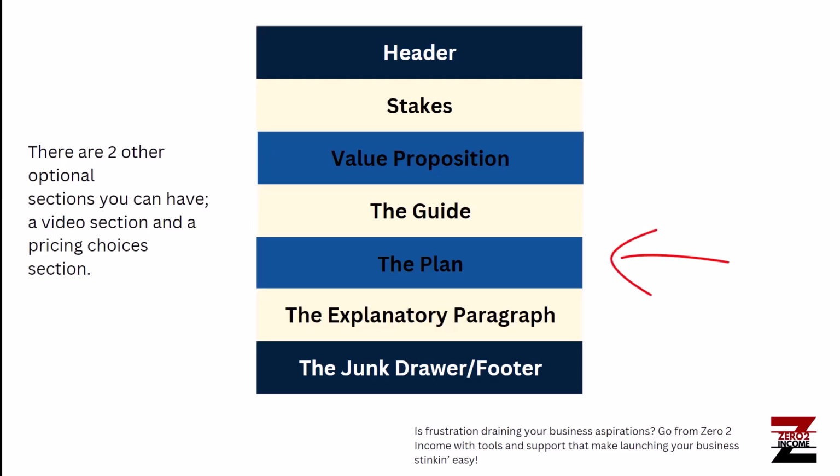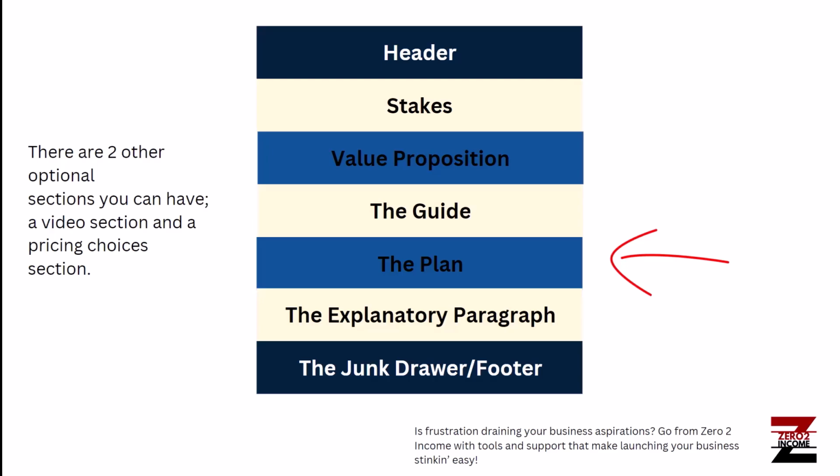The next section after that is the plan. The plan can be two different things. One is what to expect when they make the purchase, like what the purchase process is. Hey, after you add your credit card information and all of the necessary information to complete the order, you click complete order, you're going to get an email, and that email is going to have your password and username, and so on.